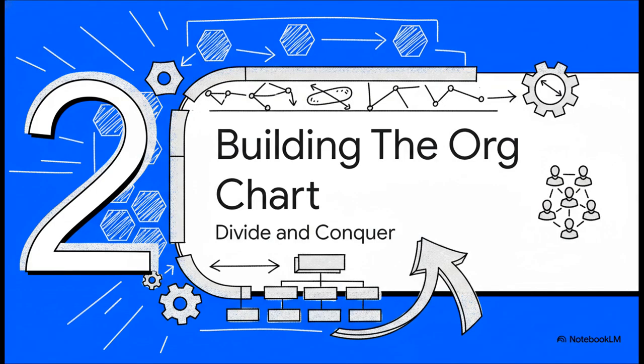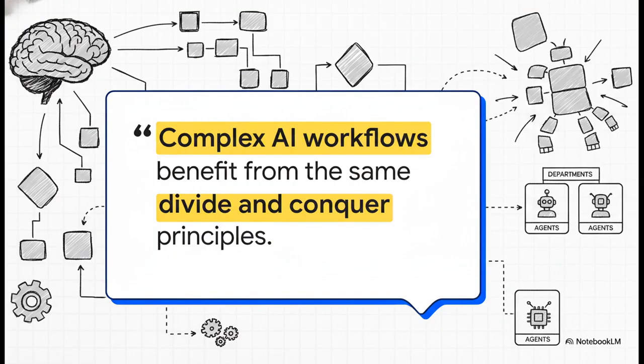Moving to Section 2, building the org chart. Because the way we fix this massive failure rate is by completely shifting our mindset toward organizational design. The crucial point here is that we have got to stop thinking about AI as this magic, omnipotent brain. Instead, we need to treat it like a human corporate org chart, modeled directly in code. We have to rely on those tried-and-true divide-and-conquer principles.